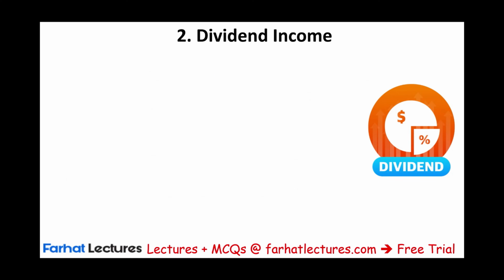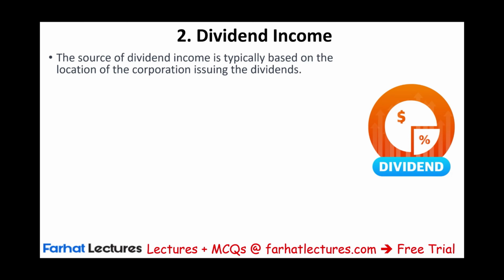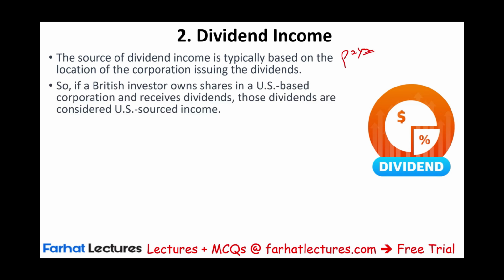Dividend. Well, the source of dividend is typically based on the location of the corporation issuing the dividend. So the identity of the payer. Who's the payer? The location of the payer. So if a British investor owns shares in a US-based corporation and receives dividends, those dividends are considered US source dividends. Now, obviously, if you're a US person and receive those dividends, definitely it's US. Now, there's an exception here for dividend.